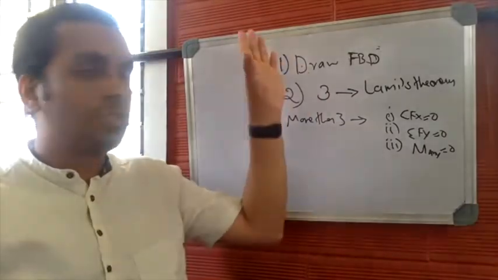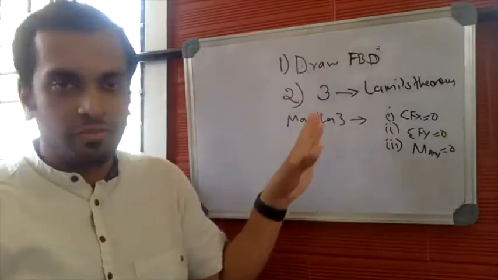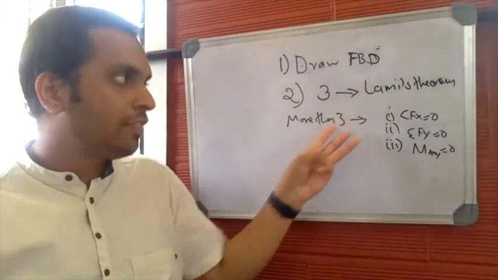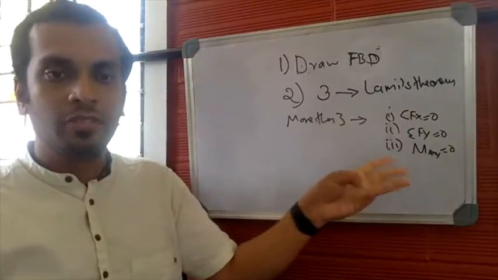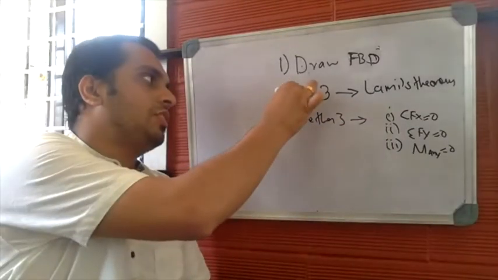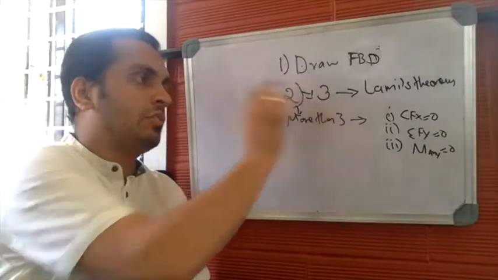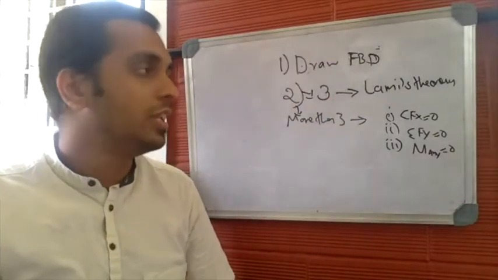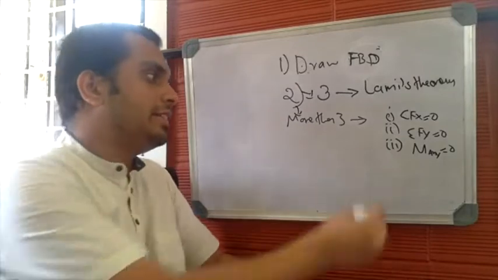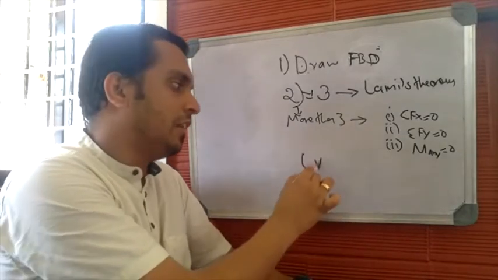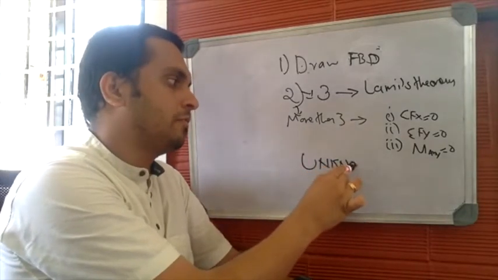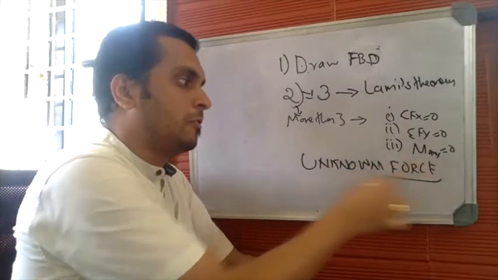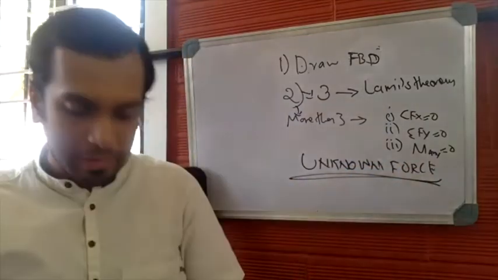In step number 1, you'll draw the free body diagram. In step number 2, you'll observe. If it has 3 forces, go with Lami's theorem. If it has more than 3 forces, apply the 3 conditions of equilibrium. These are the 2 alternatives in step number 2. Either Lami's theorem or conditions of equilibrium. You'll be using these 2 to find the unknown force given in the problem.